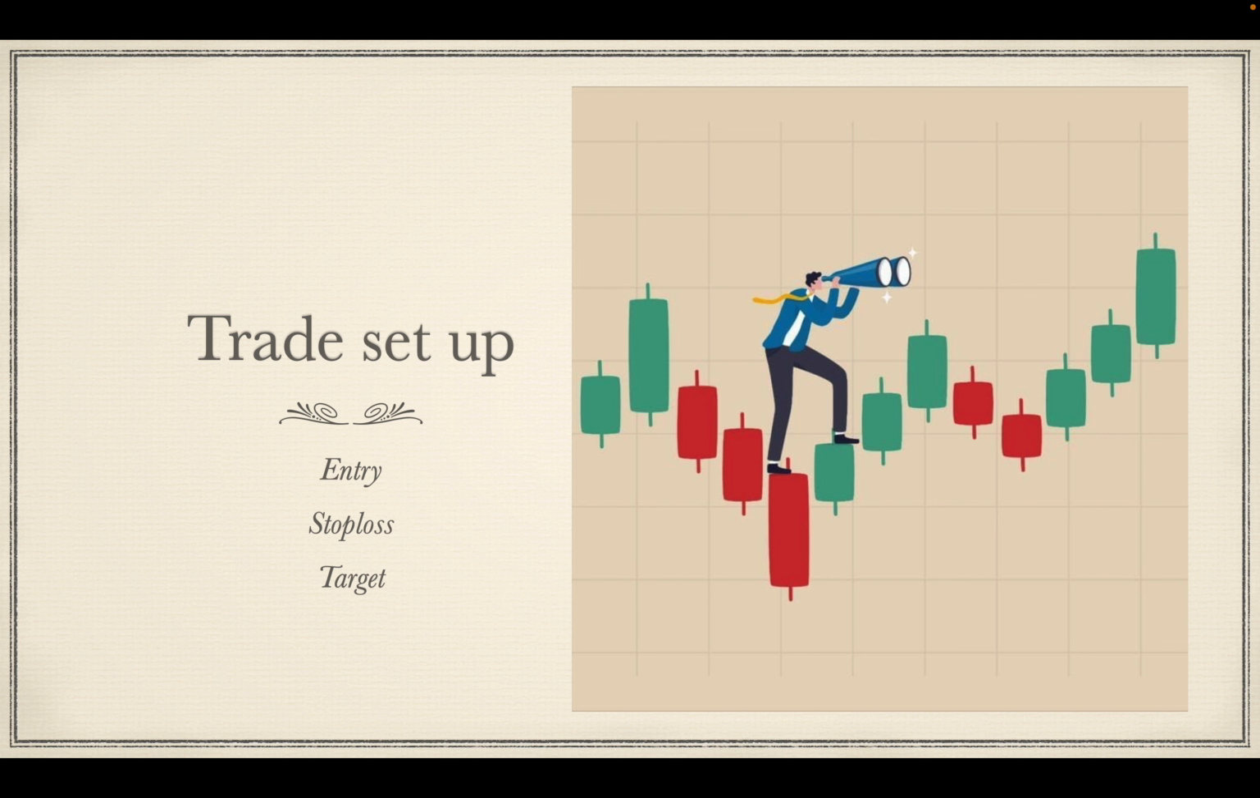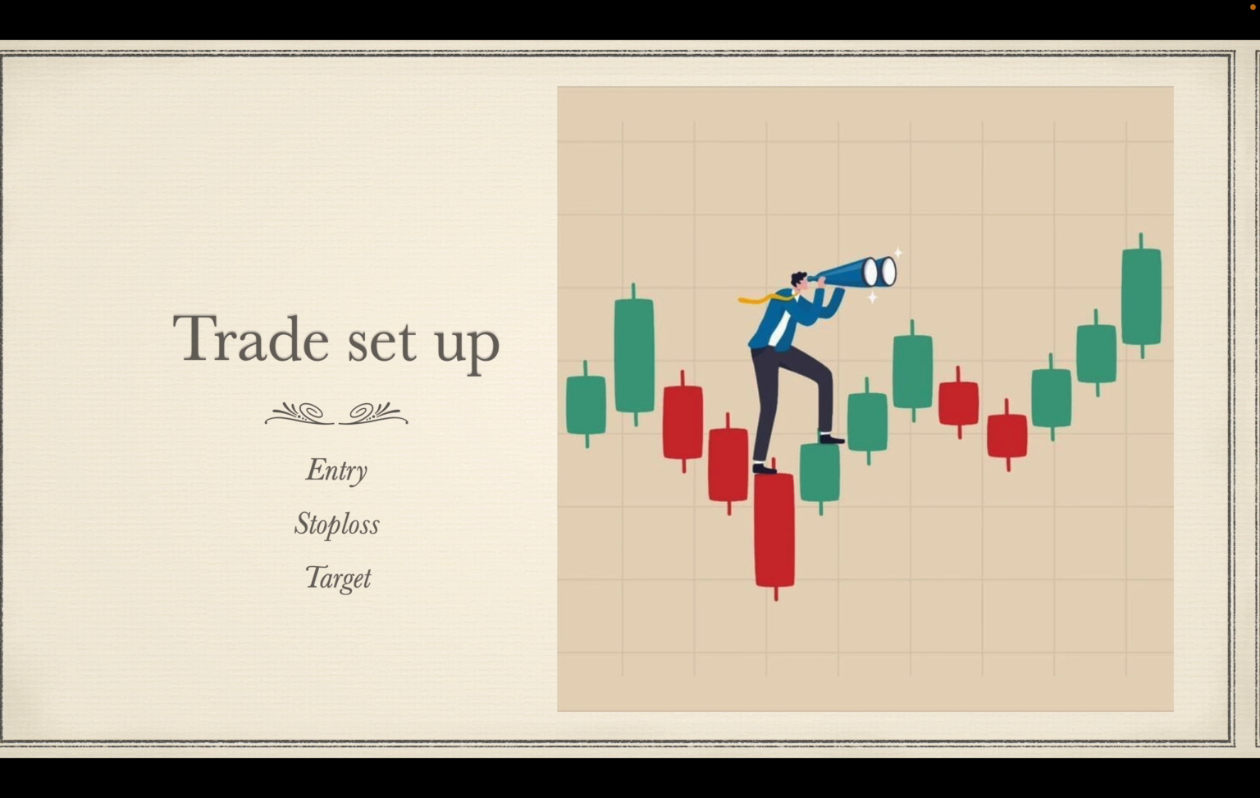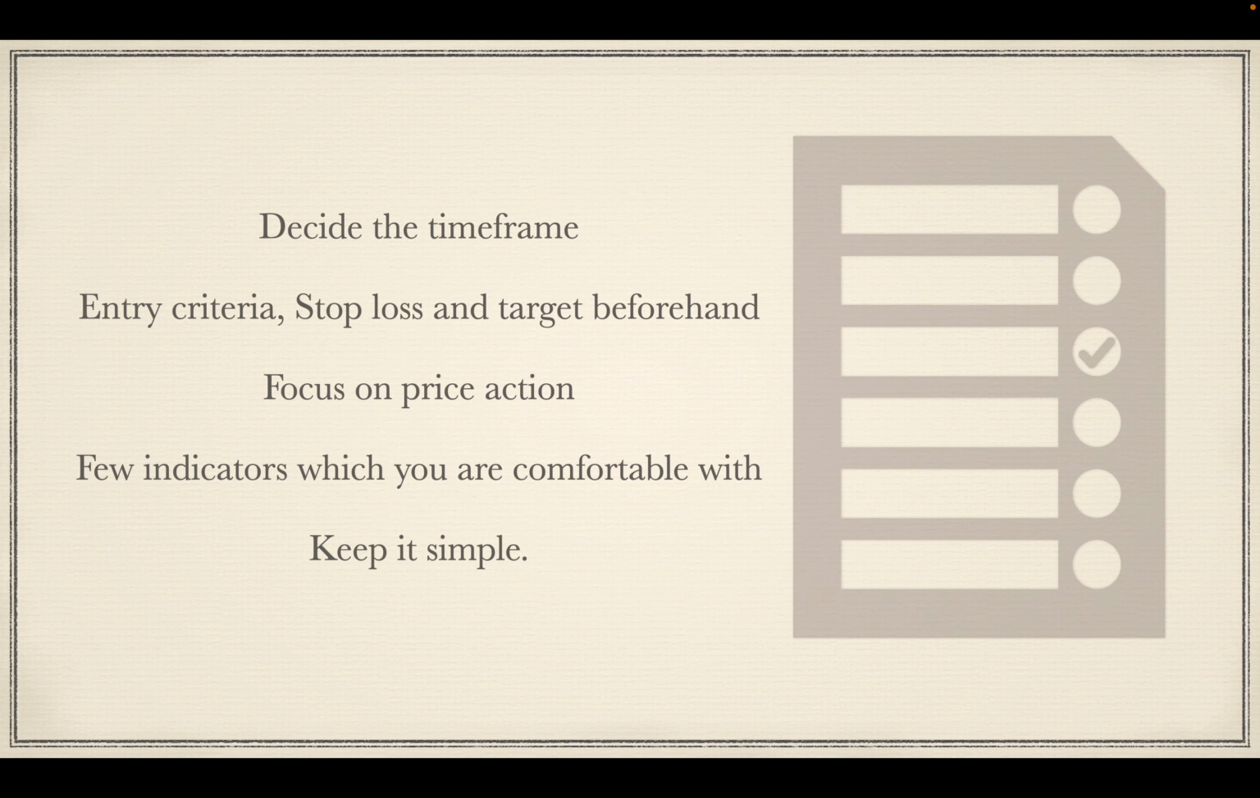Coming to the second component of your trade plan, that is trade setup. Trade setup consists of entry criteria, your stop loss, and target. Now, again, you have to decide your trading time frame. I believe for the intraday player, one can choose 15-minute or hourly time frame. If a positional trader is there, then he can choose hourly, daily, or even weekly time frame. So you have to decide your time frame and find your entry criteria on that particular time frame. Entry criteria, stop loss, and target have to be ready beforehand.